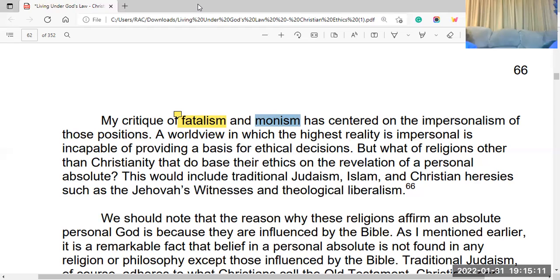Is it God's law is absolute? Yeah, absolutely. Okay, God's word. So when we say God's word is absolute, what do we mean by that? It's unchangeable, can't be diluted.